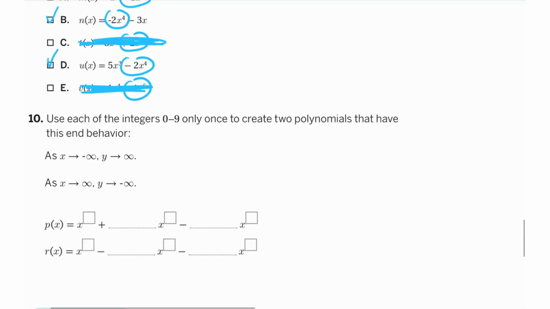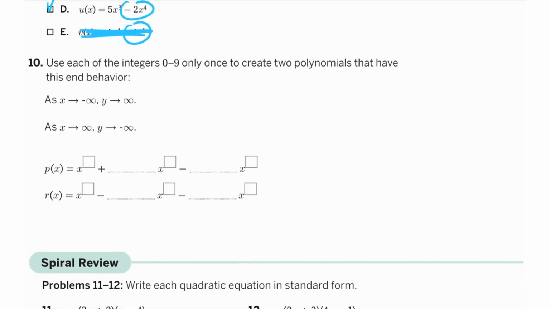Number 10, use each of the integers 0 to 9 only once to create two polynomials that have this end behavior. The left side points towards positive infinity, the right side points towards negative infinity. The things I need to know are that it is an odd degree, and that it has a negative leading coefficient because the right side is pointing down.